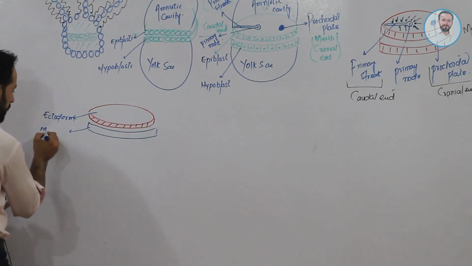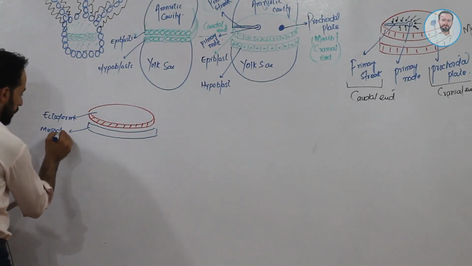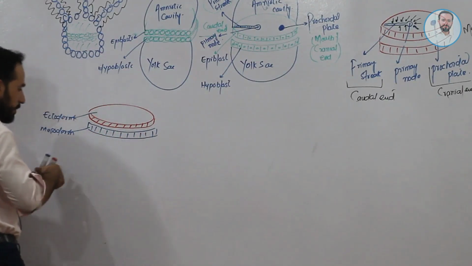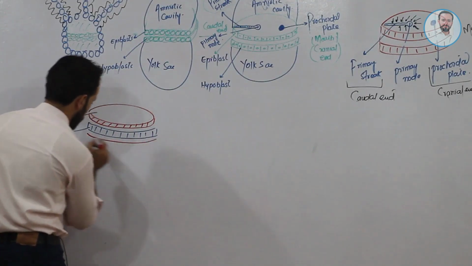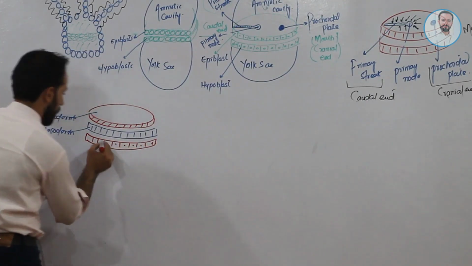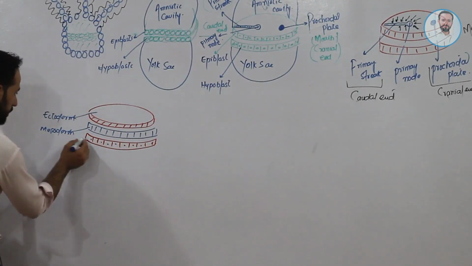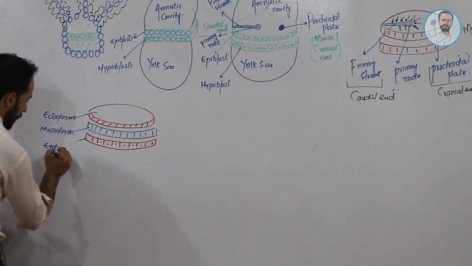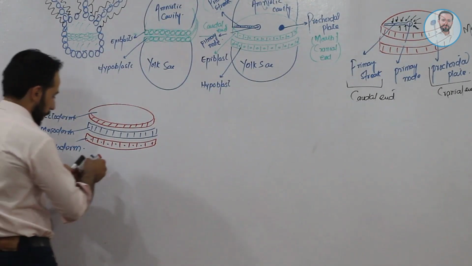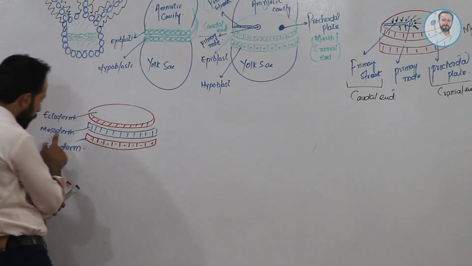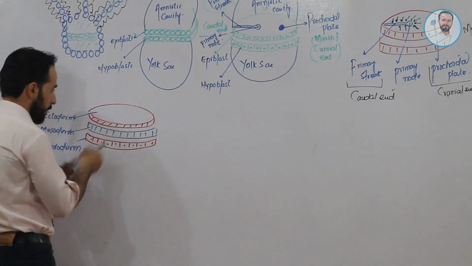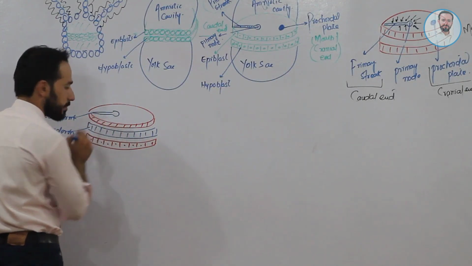This is our mesoderm, and below the mesoderm there will be endoderm. Clear? This is our endoderm. Okay, let me label it. This is our endoderm. Right. So friends, this mesoderm, as you know from there, is formed by these epiblast layer cells.